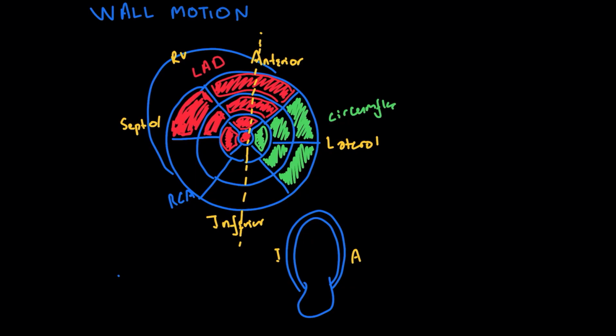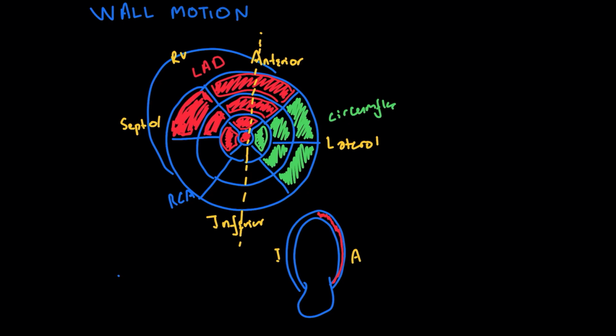And again, let's color this in to match appropriately. So your anterior wall is supplied by the LAD, as we can see from our pie diagram. And then your inferior wall is supplied typically by your RCA. Nothing in this view is supplied by the circumflex. So that's the apical two-chamber view.